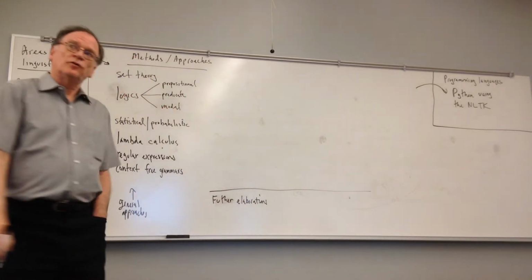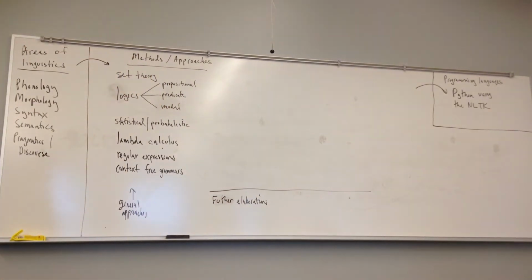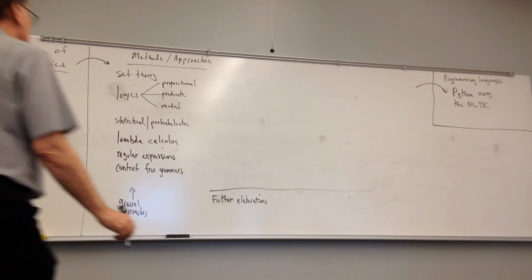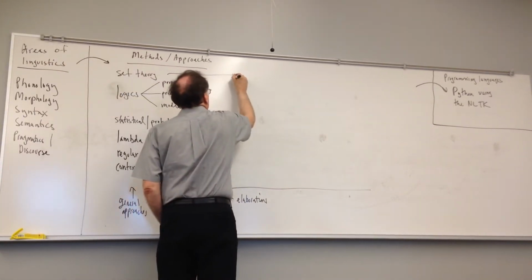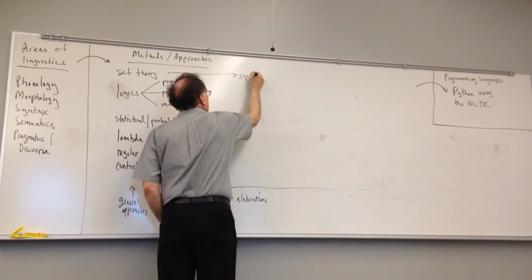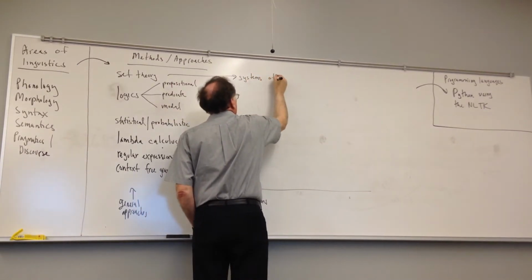Now, let's think about sets for a minute. Let's start at the top. One of the things that set theory does is that set theory leads to systems of typing and categorization.